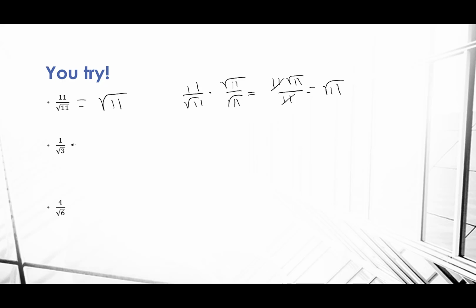1 over the square root of 3. I have square root of 3, square root of 3 that I multiply by. In the numerator, square root of 3. In the denominator, just the number 3.